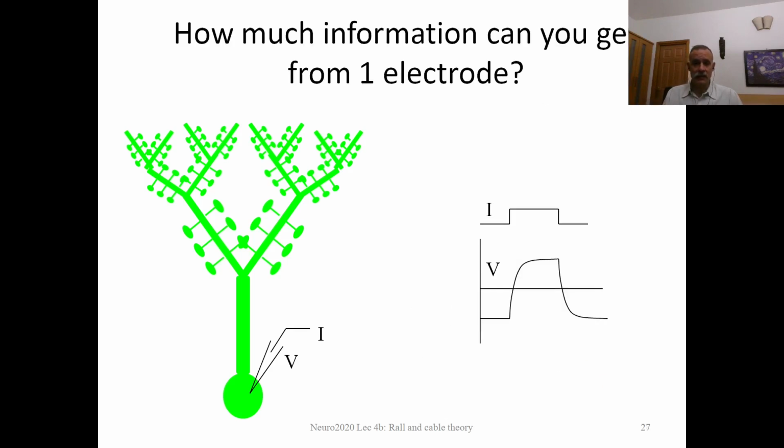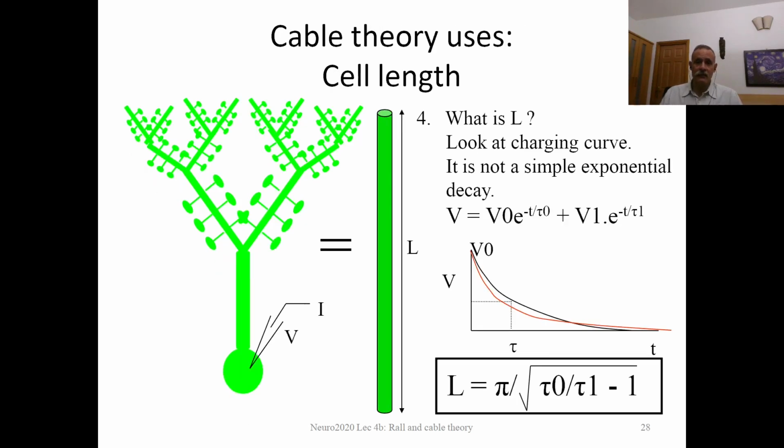And this is where Wilfrid Rall told us that you can get one more piece of information. And it's kind of nice because it finishes up the kinds of parameters you would like to know. What he showed was that because of Rall's law, if you can treat the cell as one long cable with a total electrotonic length of L, he derived an expression for L in terms of the charging time courses of the actual cell.